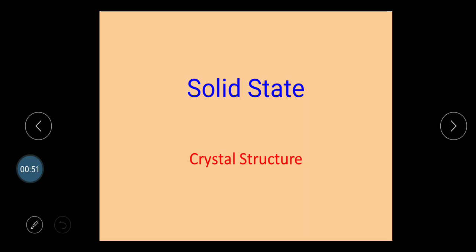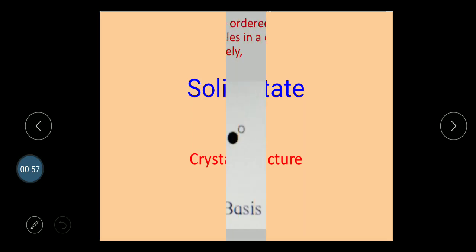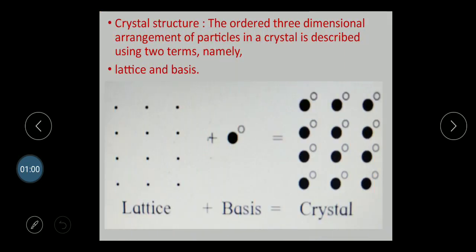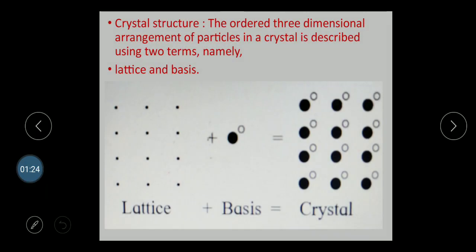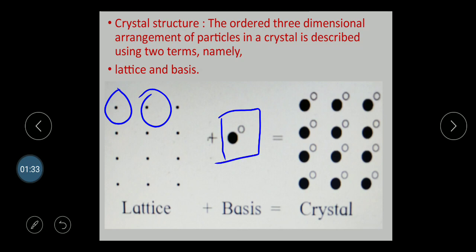Now today in this session we are going to talk about crystal structure. So what is a crystal structure? The crystal structure is basically explained by two terms, known as lattice plus basis. From the diagram you can make out that lattice and basis together form a crystal. Now what is lattice? I have shown you here in the image. You can see here the small dots are nothing but your lattice, and this is your basis.